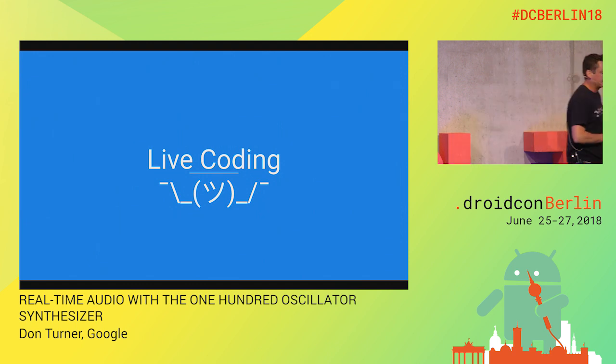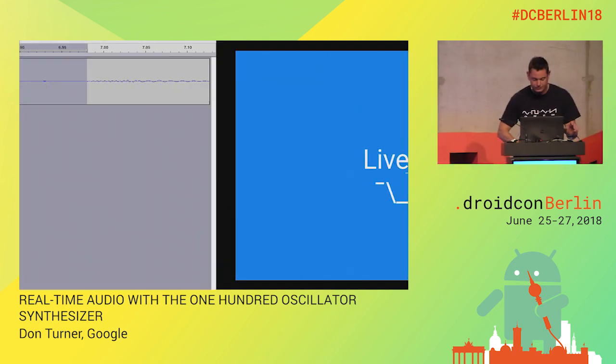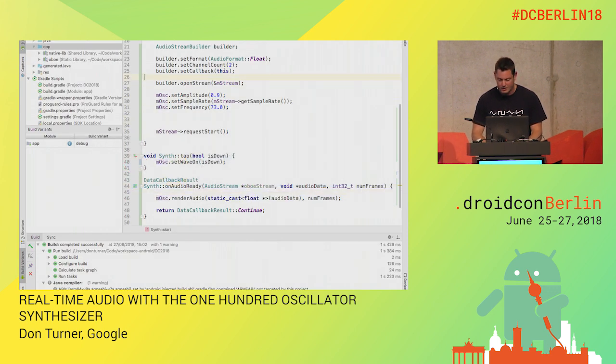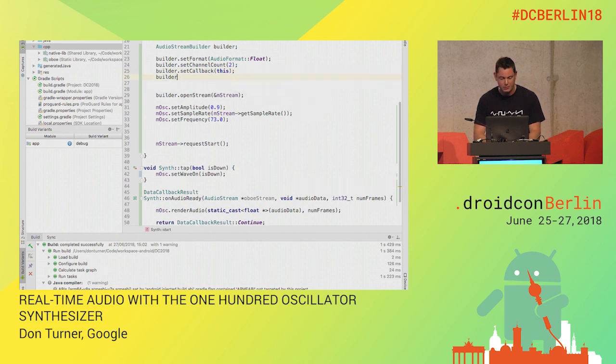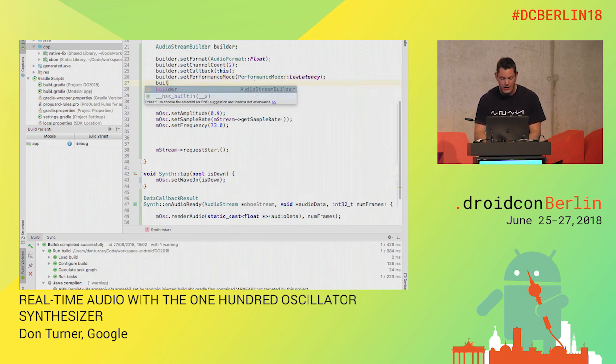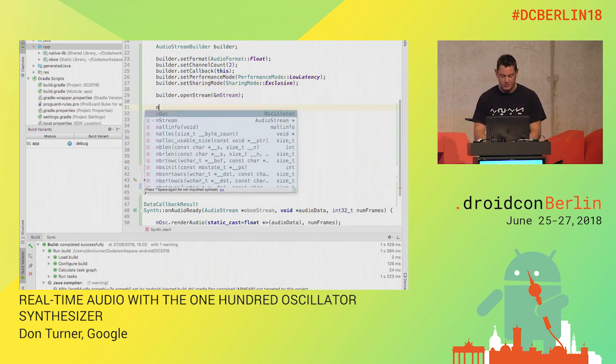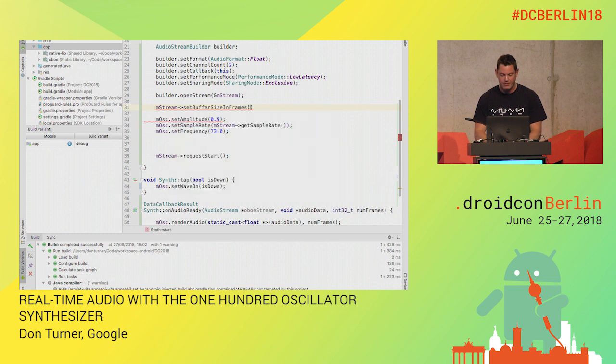So let's do it. I'll just switch back to Android Studio. And what I can do is use my builder again, and I'll do set performance mode. So performance mode, low latency. And the sharing mode is the same kind of thing. Exclusive. Now, to set the buffer size, I actually need the stream to be open first. So I do stream set buffer size in frames.